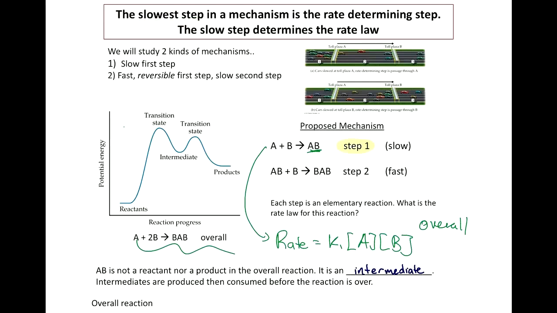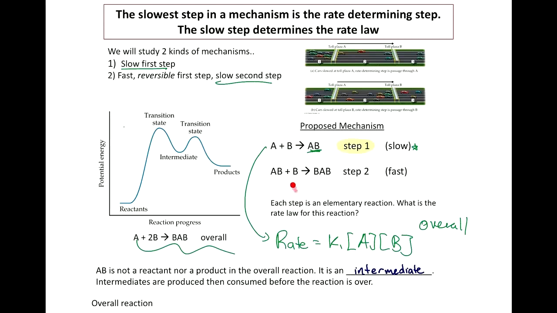The first one is where the slow step is the first step. And then the second kind of mechanism is where the slow step is the second step. The big takeaway from mechanisms is that the slow step is the rate determining step. The slow step determines your rate law, and that's basically it. And so we see from this example that our slow step is the first step, and so our rate law for this overall reaction is simply the concentration of those reactants, A and B, and that's it.